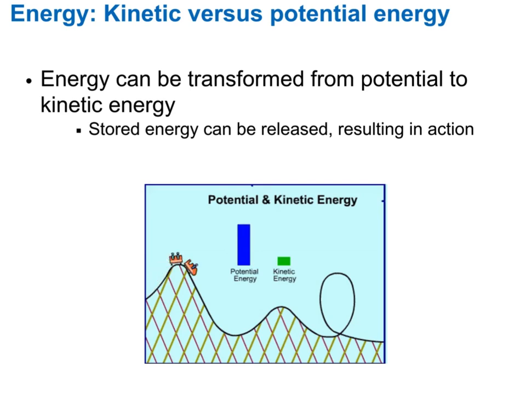We can see that here. Initially, potential energy goes up, and then once you go down the hill, kinetic energy increases. And there's a back and forth interplay between potential and kinetic energy. That's because energy can be transformed from potential energy to kinetic energy, because stored energy can be released, and that results in action, or kinetic energy.